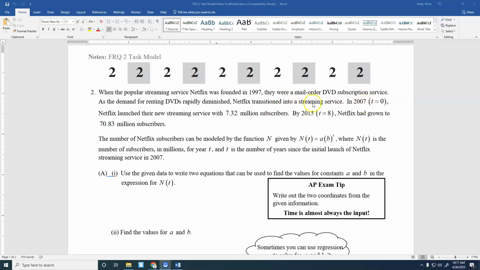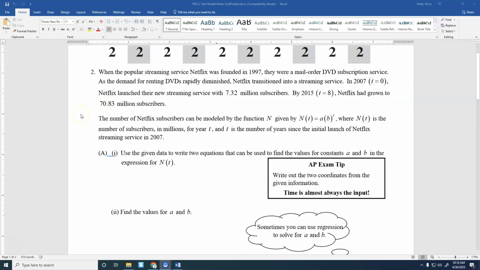In 2007, they transitioned to a streaming service. So that was probably about the beginning of your life here, somewhere around there. Maybe a little bit before the beginning. With this streaming service, they had 7.32 million subscribers. By 2015, they had grown to 70.83 million subscribers.